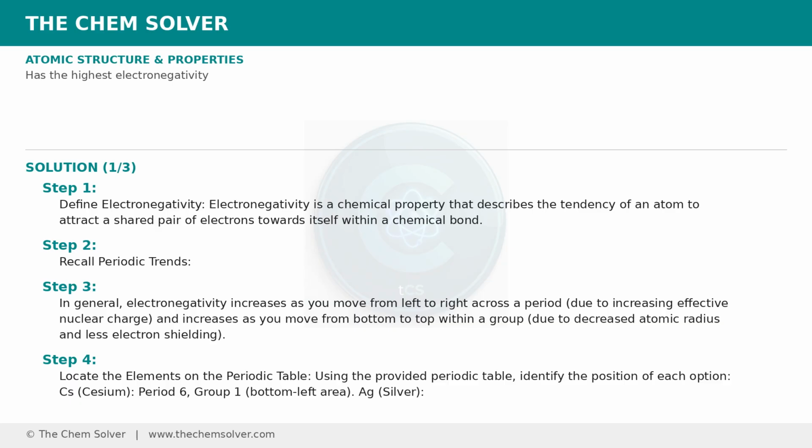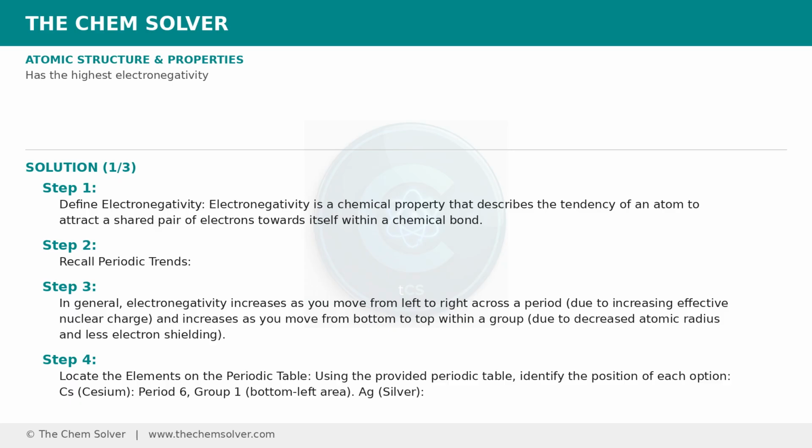Recall periodic trends. In general, electronegativity increases as you move from left to right across a period, due to increasing effective nuclear charge, and increases as you move from bottom to top within a group, due to decreased atomic radius and less electron shielding. Locate the elements on the periodic table.